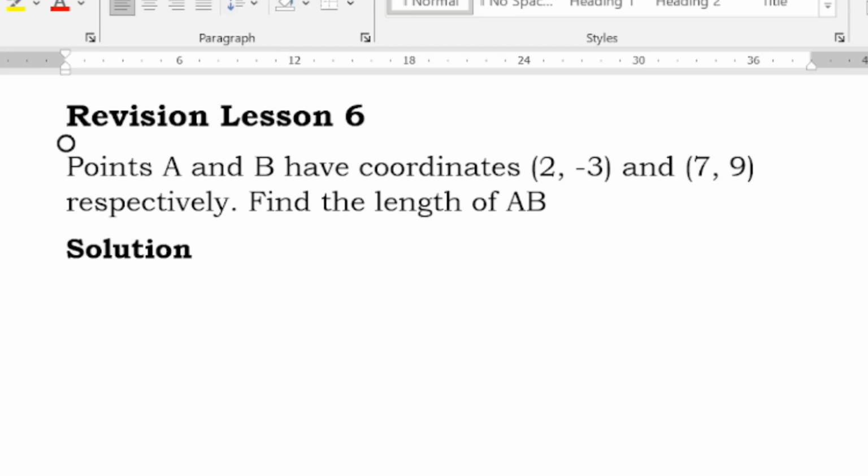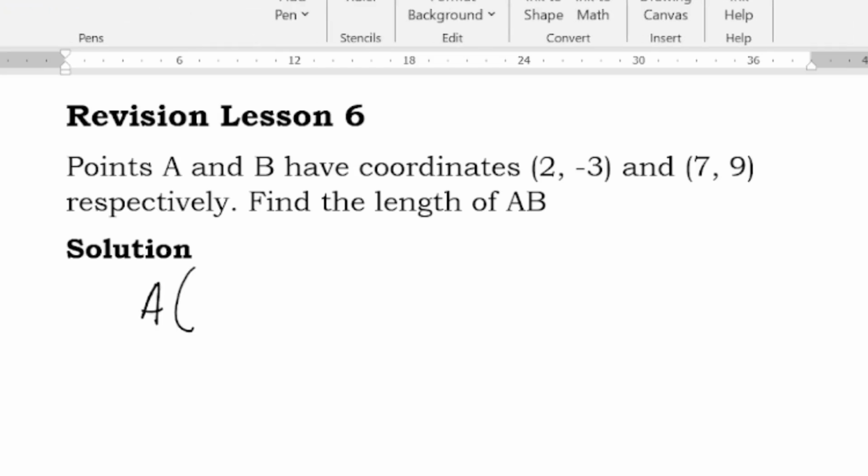We are told that points A and B have coordinates: A is (2, -3), and B is (7, 9), respectively.